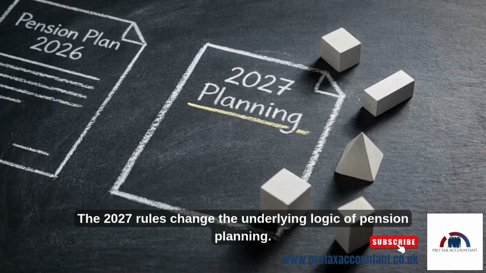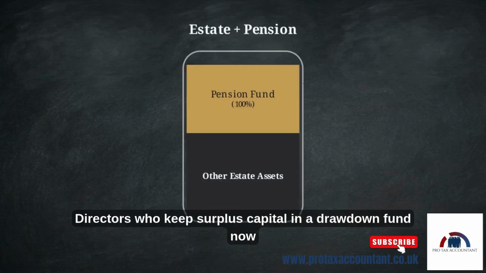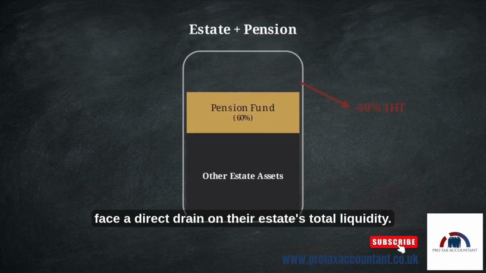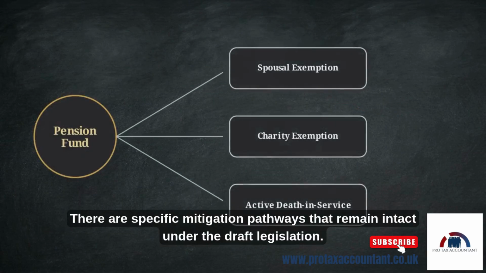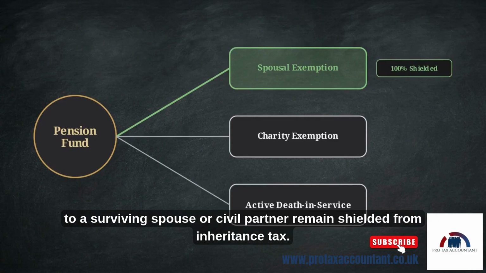The 2027 rules change the underlying logic of pension planning. Directors who keep surplus capital in a drawdown fund now face a direct drain on their estate's total liquidity. There are specific mitigation pathways that remain intact under the draft legislation. The first is spousal exemption. Pension funds transferred directly to a surviving spouse or civil partner remain shielded from inheritance tax.